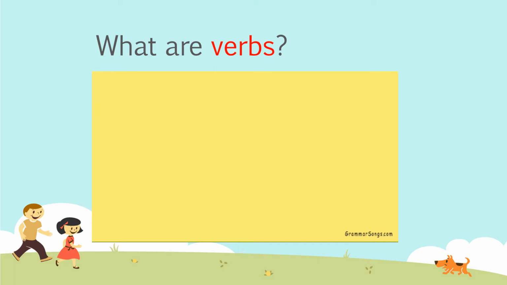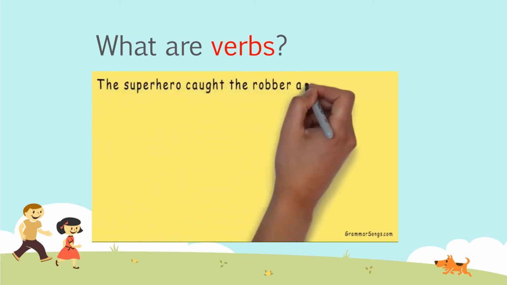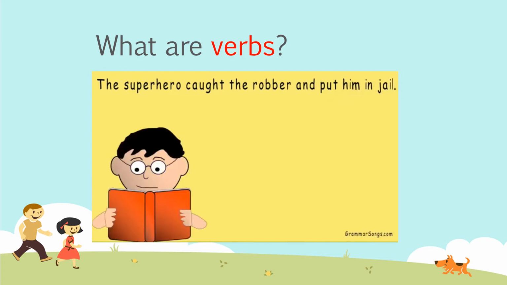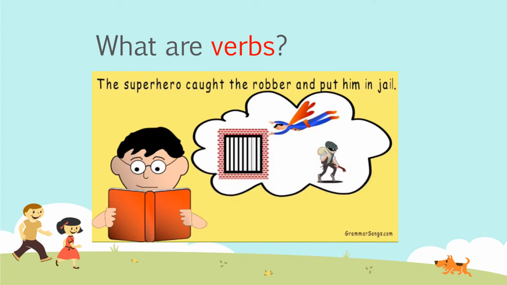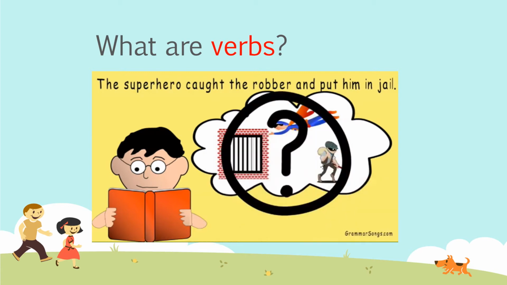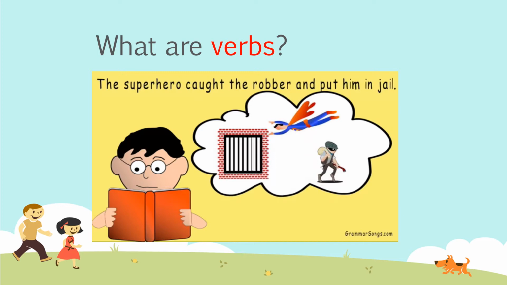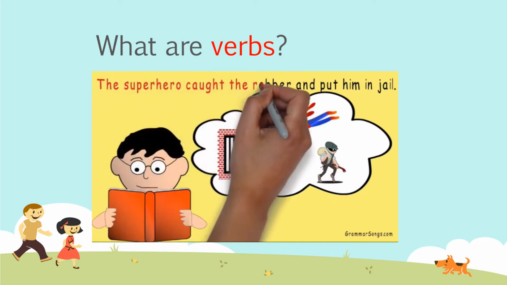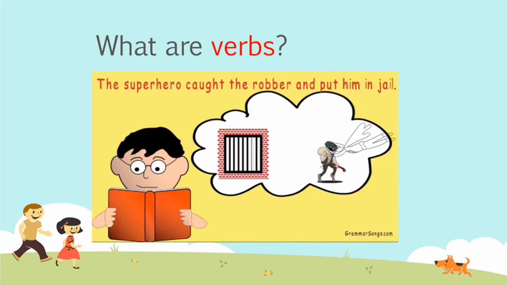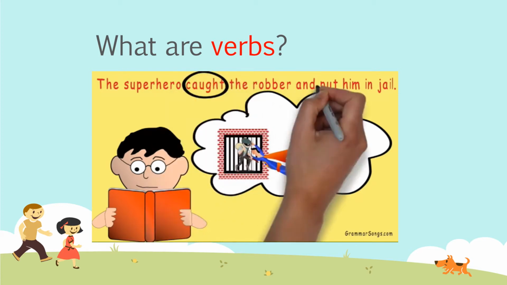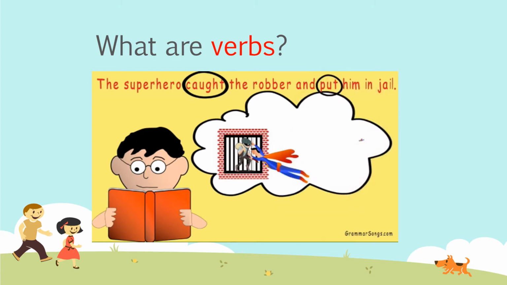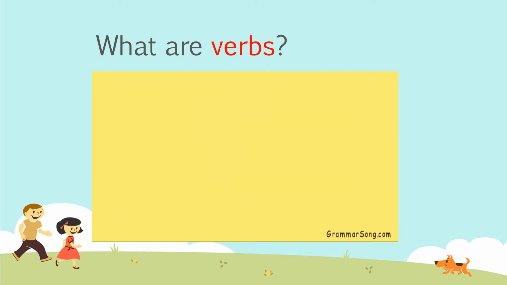Let's practice one more time. This sentence has more than one verb. The superhero caught the robber and put him in jail. When I read this sentence, I get a picture in my head. A superhero, a robber, and a jail. A superhero is a person, a robber is a person, and a jail is a place. So they are the nouns in my sentence. So where are the verbs? Which words show action? The superhero caught the robber and put him in jail. Of course, he caught the robber and put him in jail. Caught and put are the action words. They are my verbs. Verbs give action to my nouns when I read, speak, or write.